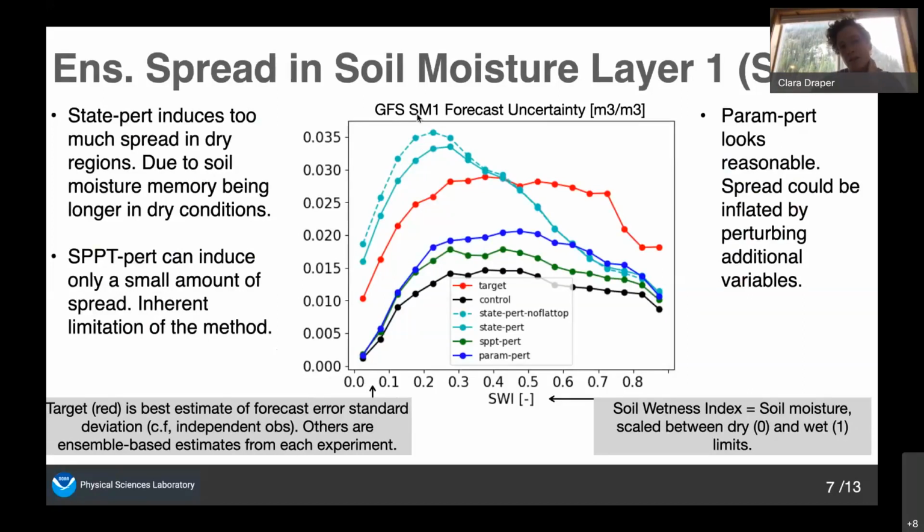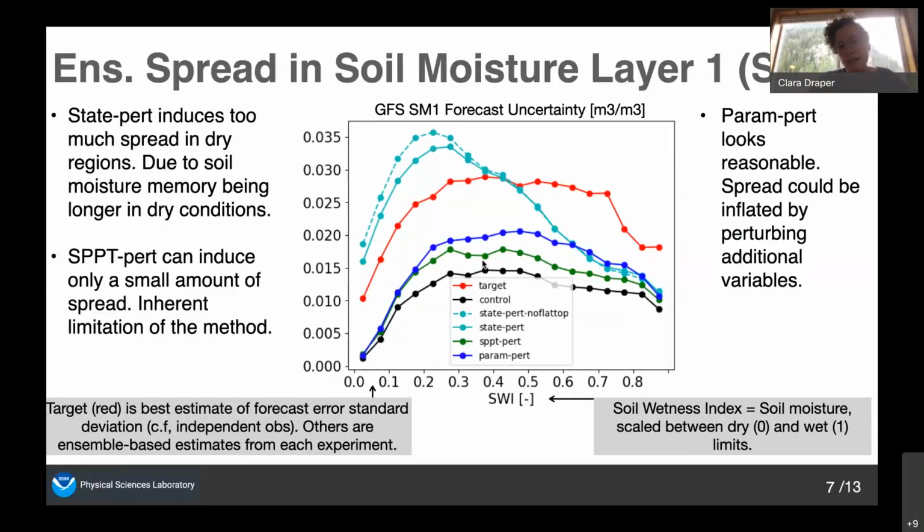The thing that concerns me here is that we've lost this symmetric-ish distribution that we had in the target obs. Instead, we're now getting a lot more spread in dry conditions. The reason this is happening is because soil moisture has a longer memory in dry conditions, and so when we're adding those perturbations, they're basically just accumulating faster under dry conditions. So straight away, this is not looking like a great solution.